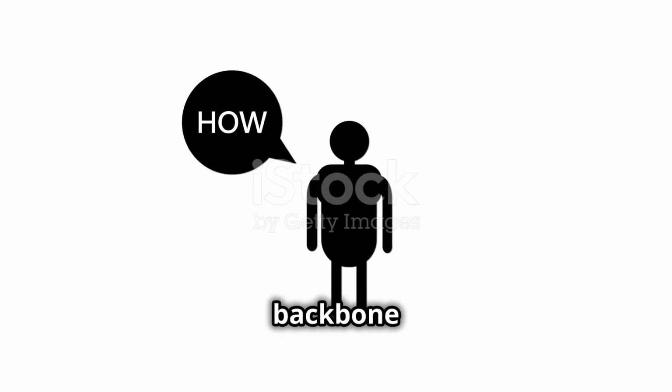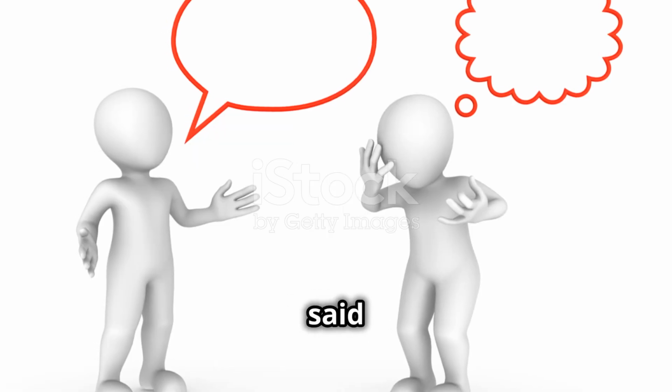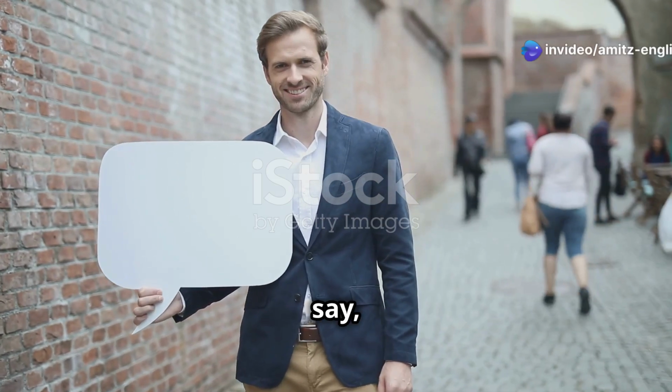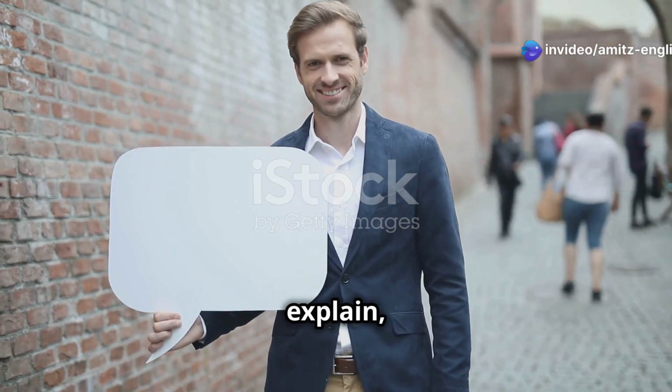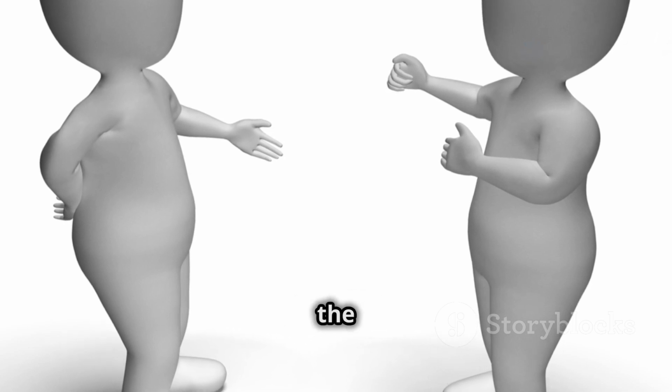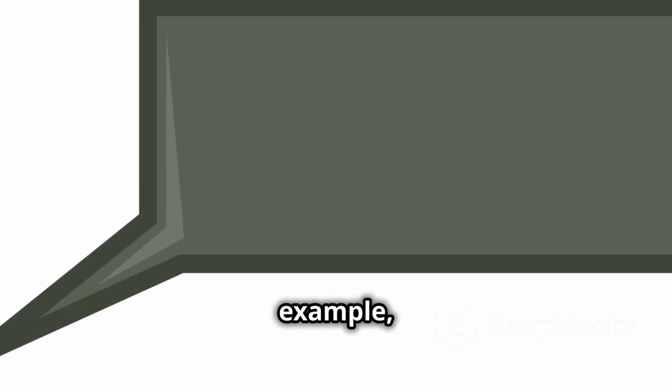Reporting verbs are the backbone of indirect speech, providing structure and clarity. They tell us who said what and how it was said. Common reporting verbs include say, tell, ask, explain, and many more. When using tell, we usually need to specify who the information was told to. For example, she told me that she was going to the library.